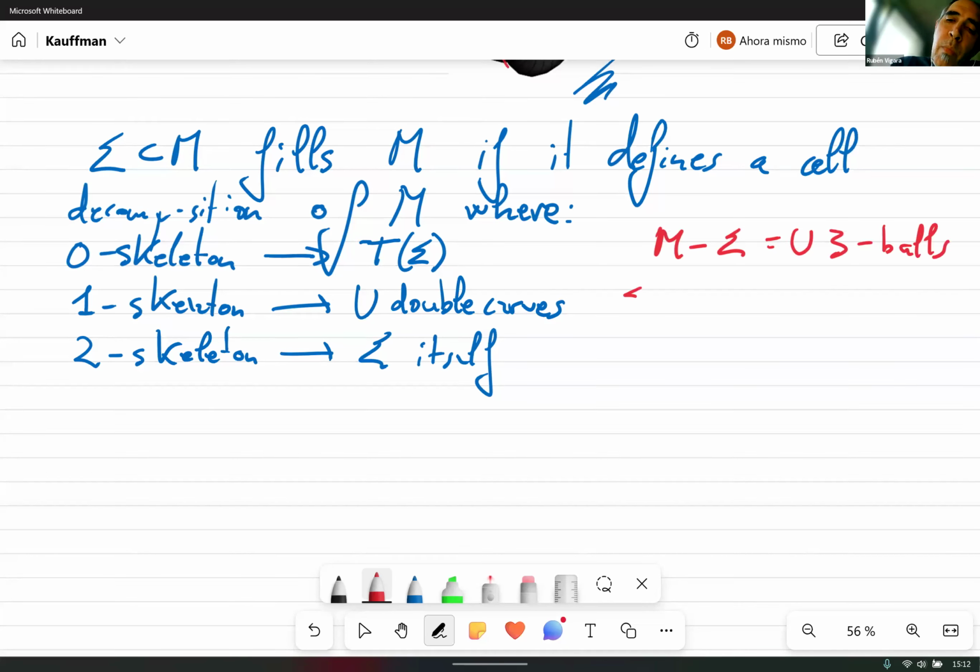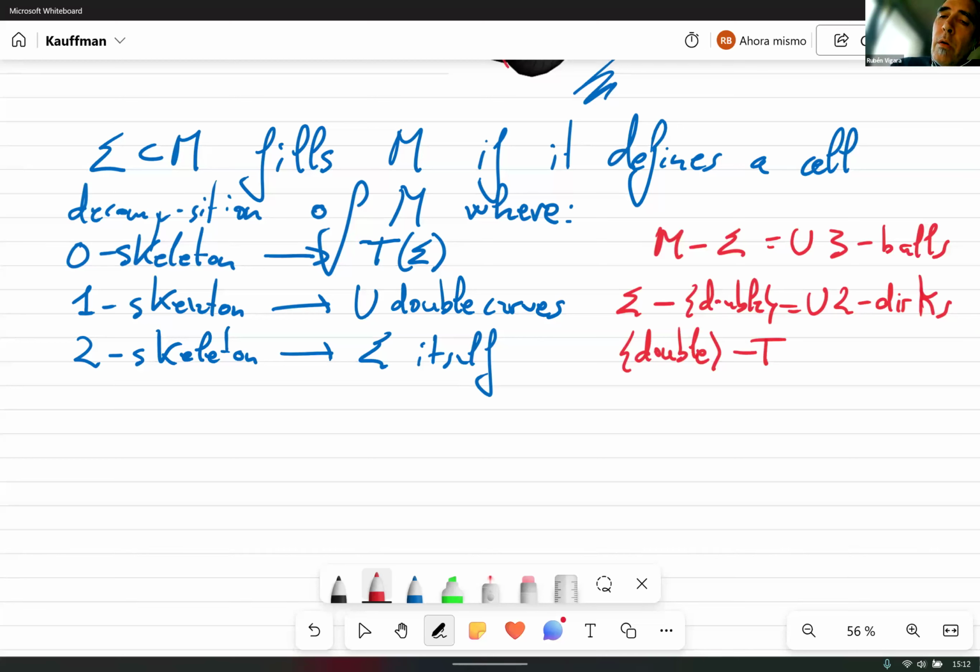If we take sigma and remove the double curves, we obtain a union of open disks. And if we take the double curves and remove the triple points, we obtain a union of arcs.